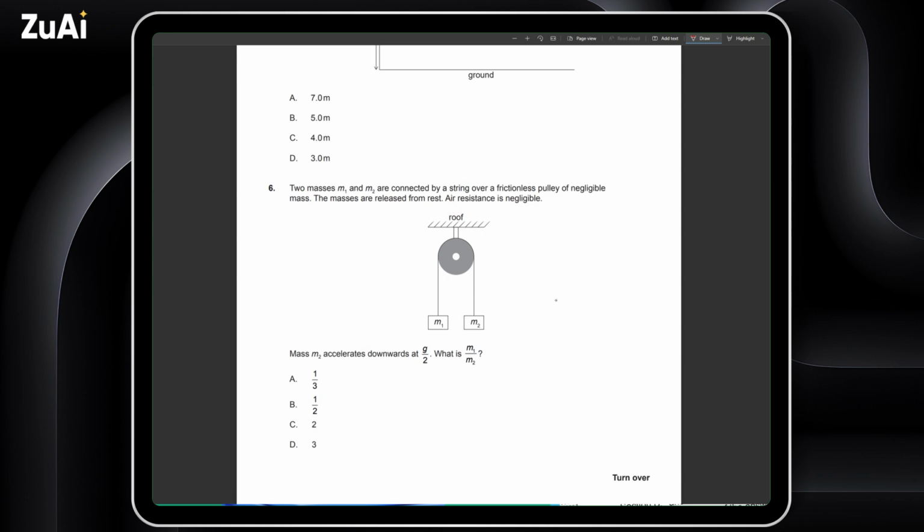suggested by the question. M2 is accelerating down, M1 is accelerating up. This makes M2 heavier than M1. So M1 is a small number, meanwhile M2 is a big number. Your required fraction should either be A or B. C and D, they're absolutely wrong, because they suggest the other way. They suggest M1 is heavier.